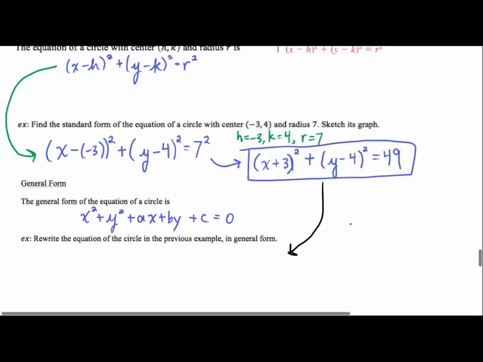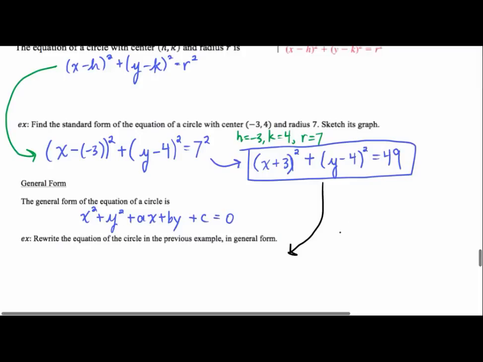This is, in my opinion, the better form, right? Because I can look at it and read off the center and read off the radius. I can look at that and go, oh, center is negative 3, 4, radius is 7. It tells us information. This form tells you nothing. You can't look at that and tell anything, really. But we're going to expand it anyways.